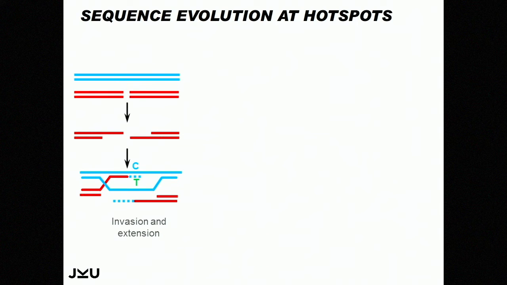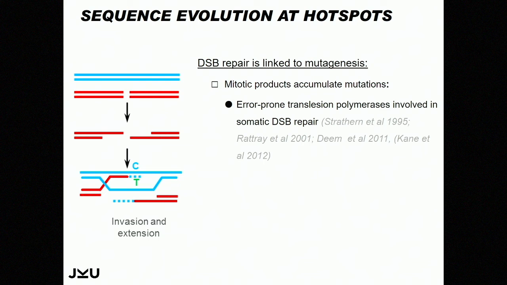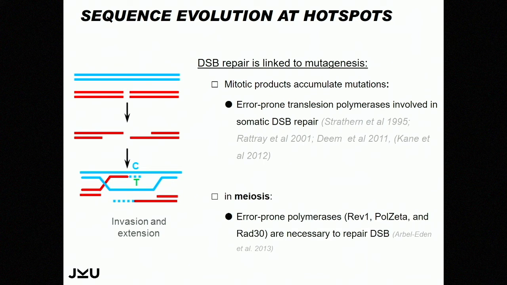The first thing we looked at, or the first suggestion, looking at double-strand break repair in mitosis, was that we have error-prone translesion polymerases associated with the repair of these double-strand breaks in somatic cells. It was also shown that in meiosis, remember you have this break, and during this break repair you have DNA synthesis, and also in meiosis the polymerases in charge of this DNA synthesis are error-prone polymerases.